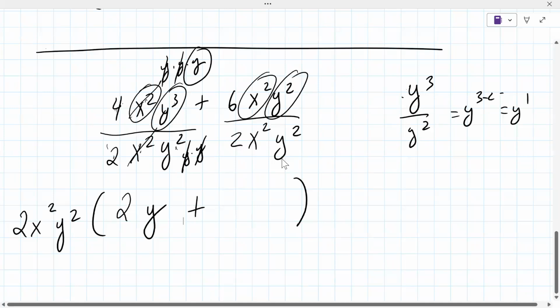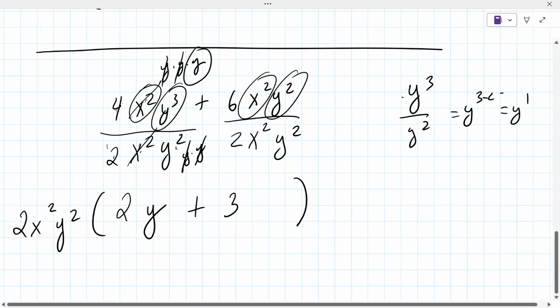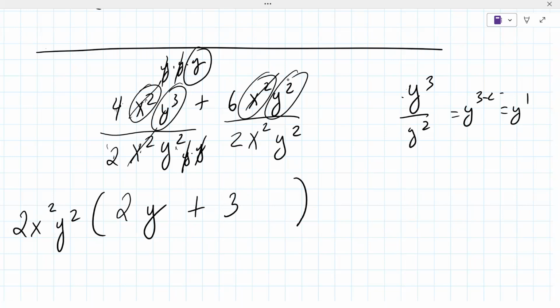So it'd be 3x. Okay, but it's the same degree exponent. So, 2x to the 2 minus 2 is x to the 0, which, it'd just be 3. Yes.